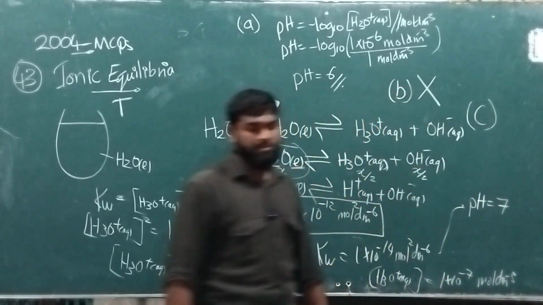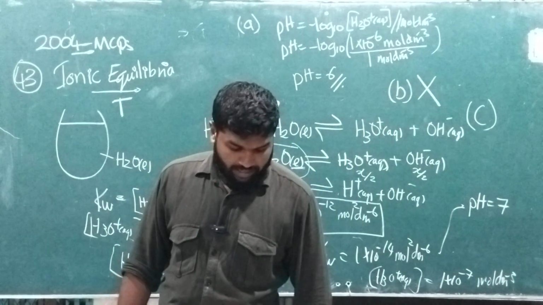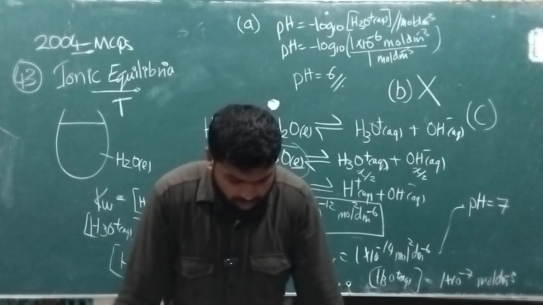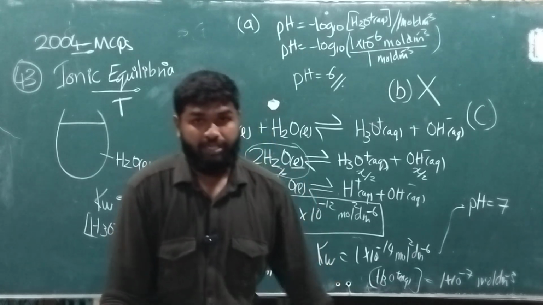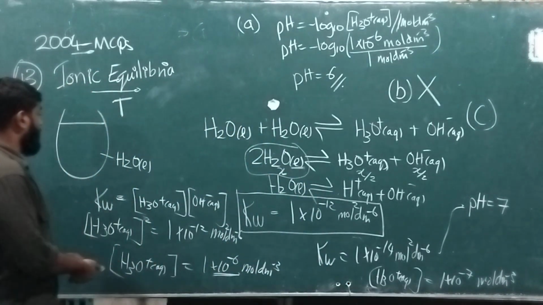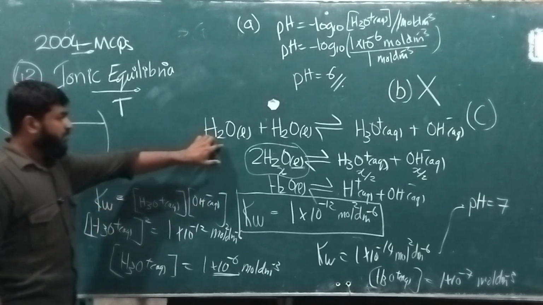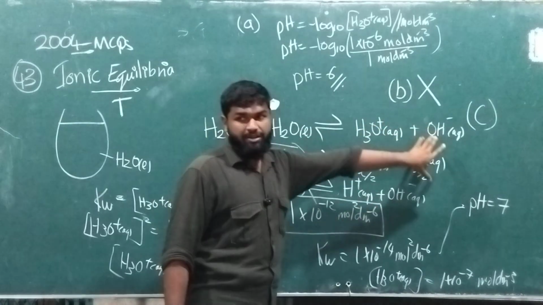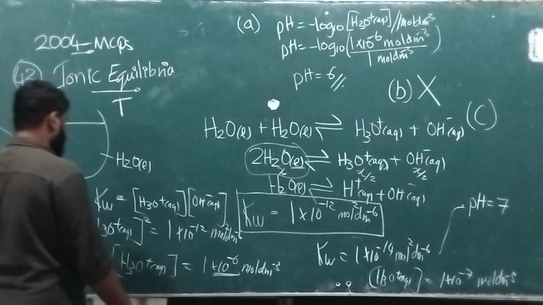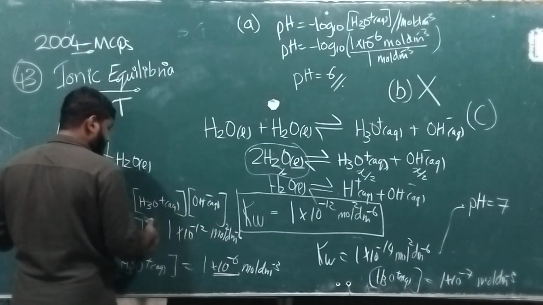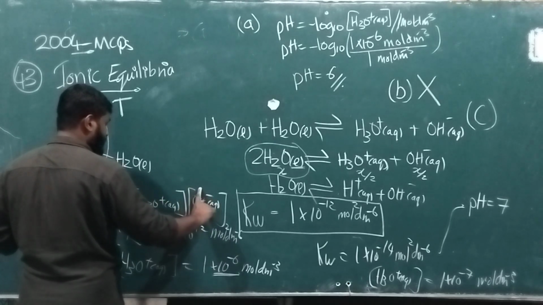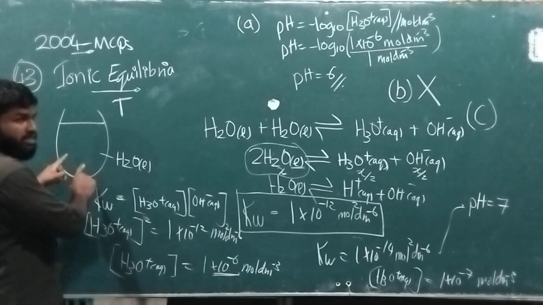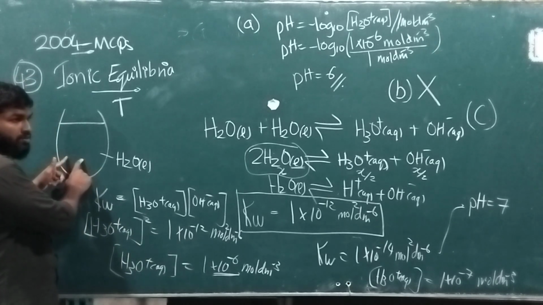Let's see statement C. What does statement C say? The OH minus concentration is not equal to the H plus ion concentration. This is absolutely wrong. Why? The same amount will be distributed here and here. Therefore, when you are writing the ionic product of this water, you will consider the H3O plus and OH minus amounts as same. Why? Because you are using pure water. You didn't use any strong electrolyte or weak electrolyte.